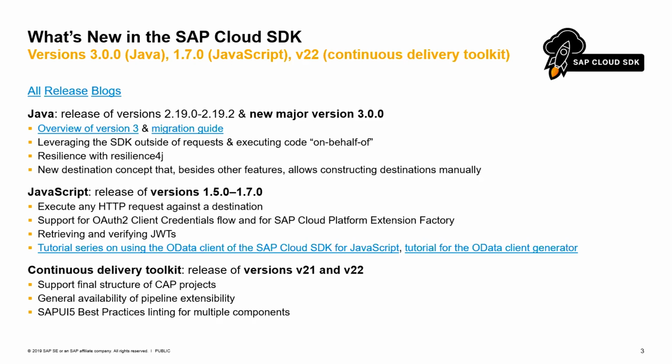We've extended a few capabilities that were already there in the past. For example, the SAP UI5 best practices linting that automatically checks your UI5 code, which is now applied not just for one front-end component, but as many as you have in your projects. These are the highlights of the SDK.